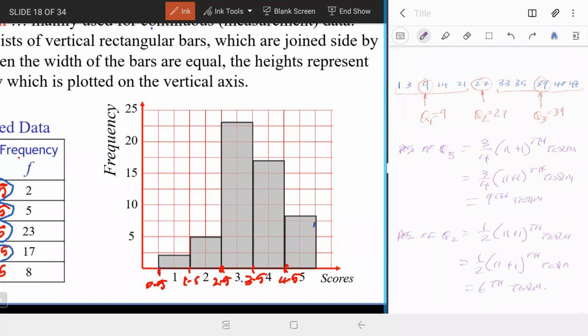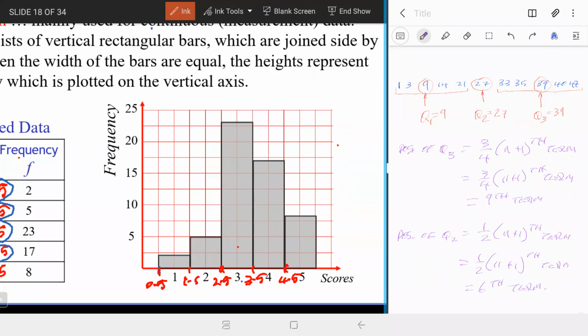And you can see the bars join each other at the boundary values. And then the 1, 2, 3, 4, and 5, they are in the middle of the bar. So the 1 is in the middle of the bar, the 2 is in the middle of the bar, the 3, the 4, and the 5 are in the middle of the bar. The bars join each other at the boundary value. You have to remember that, guys. You must never have any space between the bars in a histogram.